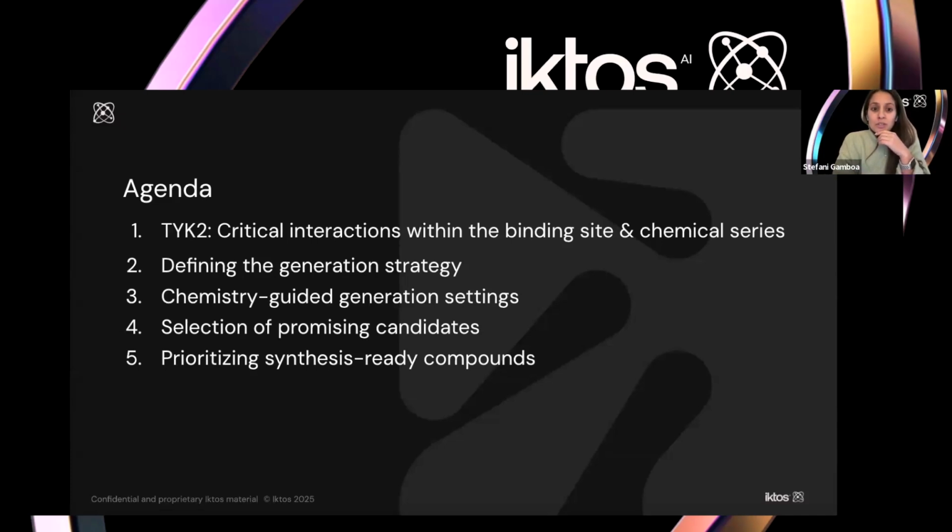Then we will move into defining our generation strategy, meaning how to decide what to optimize and which constraints to set. After that, we'll explore chemistry-guided generation settings live in Makya. And finally, we'll review how we process the data, select the best candidates, and prioritize what's synthesis ready.